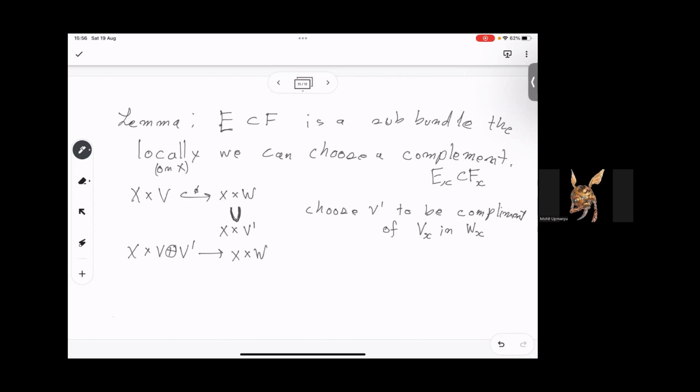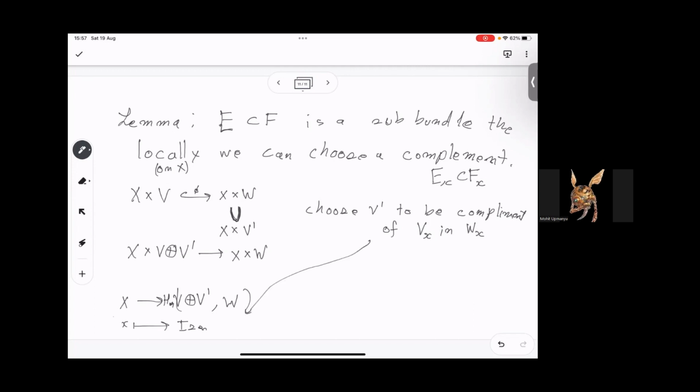Since everything is trivial, we could just reduce to, we know that this map will boil down to V direct sum V prime, so form of this to W. But note, this point sends X to an isomorphism, right? Because V prime and Vx are complementary subspaces. The small x goes to an isomorphism.